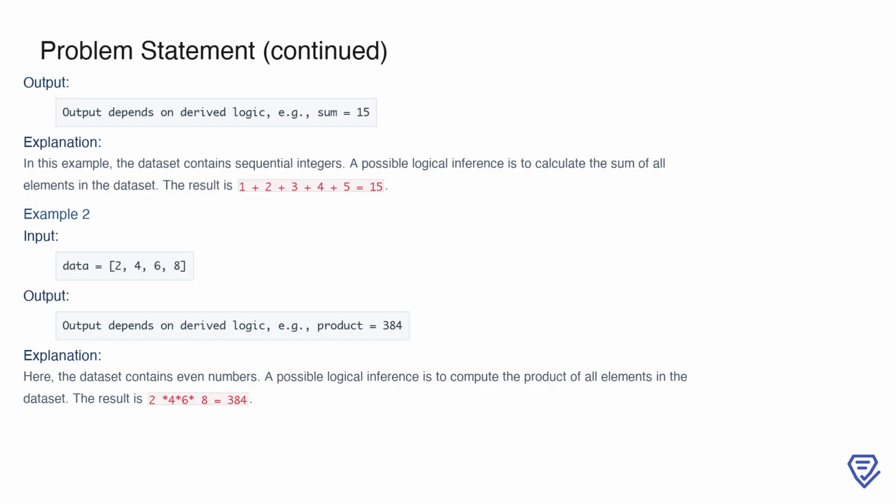Alternatively, if the dataset contains even numbers like 2, 4, 6, 8, another logical approach could be to calculate the product of all elements. By multiplying these values, the result is 384. The problem encourages us to explore different logical interpretations of the data based on its composition and come up with a derived output that aligns with the inferred requirements. These examples highlight the importance of analyzing the dataset to determine the most suitable computation or operation.